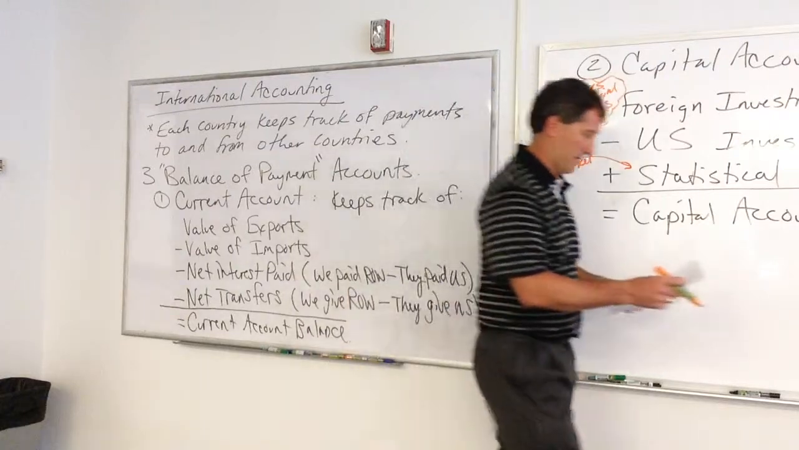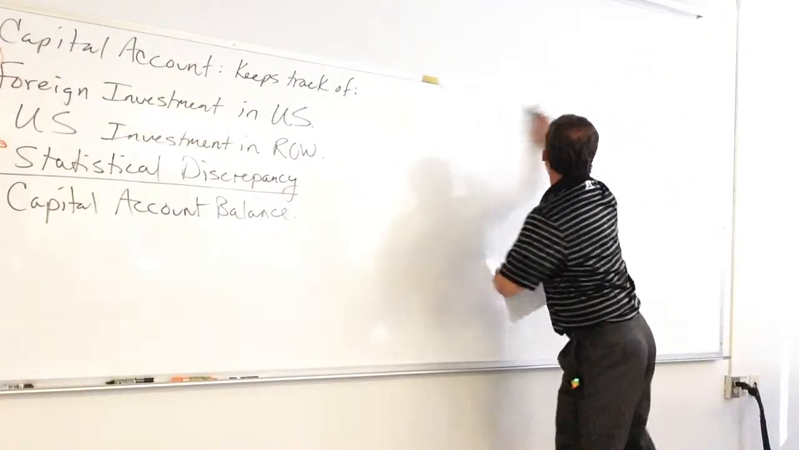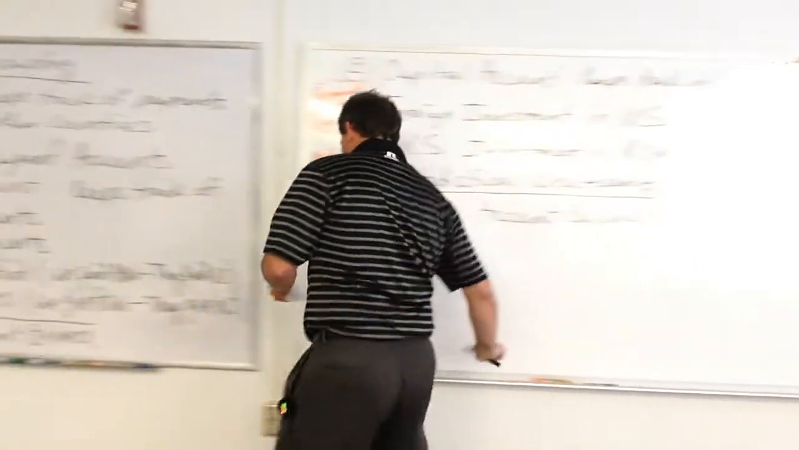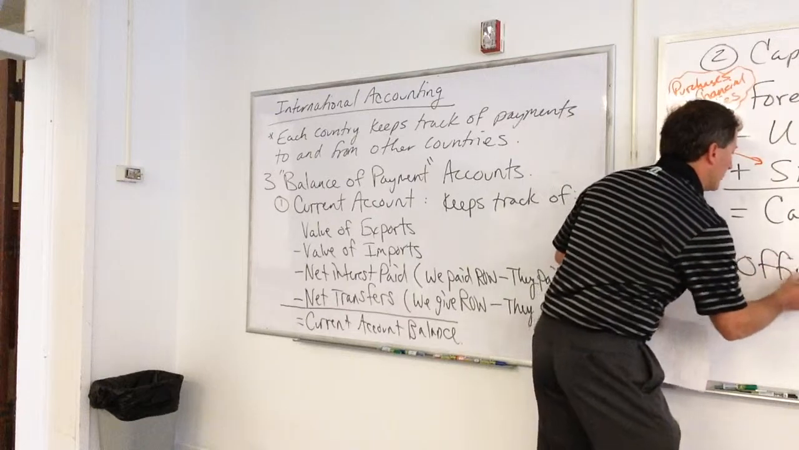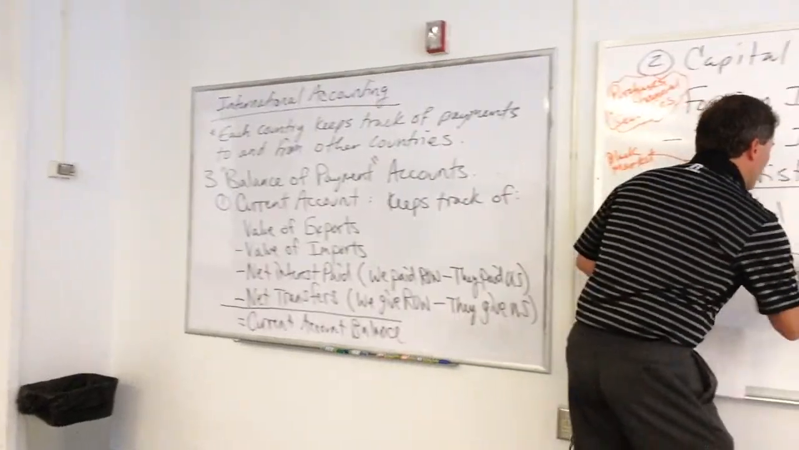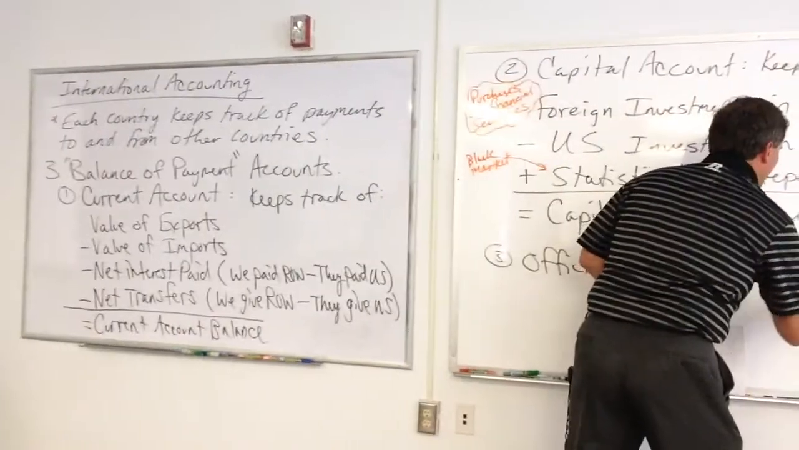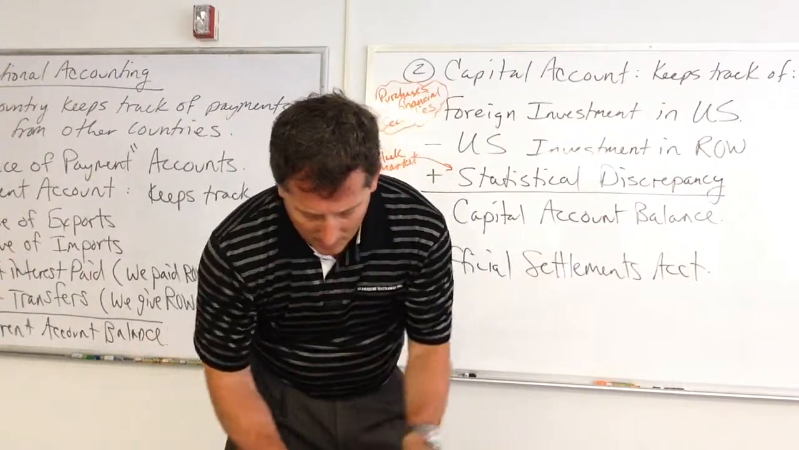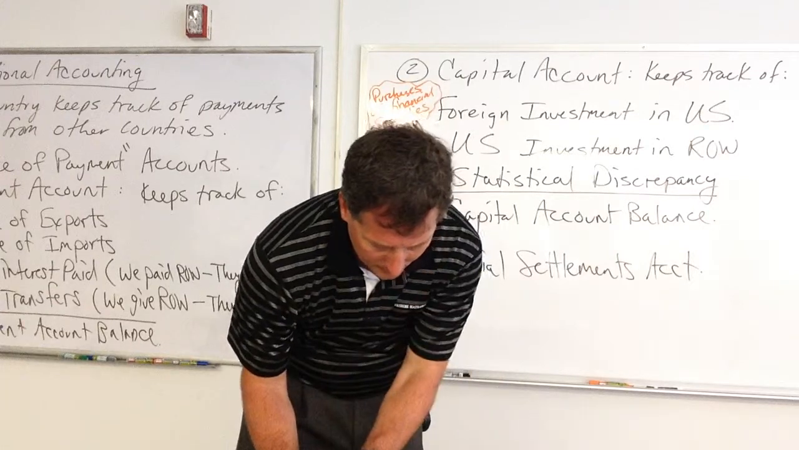All right, so our final account is the one that this chapter really spends some time on, and that is the official settlements account. The official settlements account. I think that's how your textbook here worded it. Let me double check.